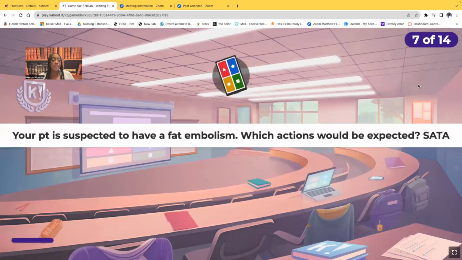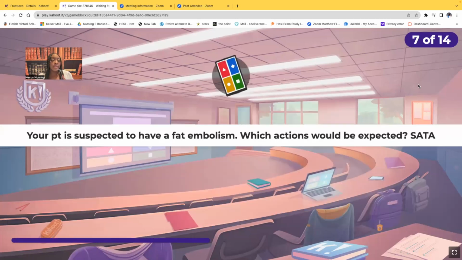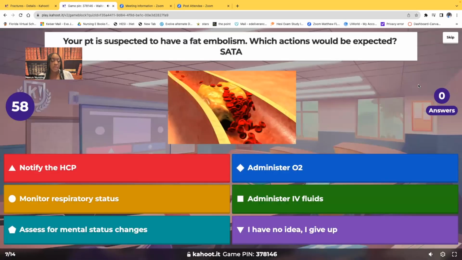Select all that apply. Your patient is suspected to have a fat embolism. Which actions would be expected? Are you going to notify the healthcare provider? Are you going to administer oxygen? Are you going to monitor their respiratory status? Are you going to administer IV fluids? Are you going to assess for mental status changes? Or, at this point, Professor D, I give up. I have no idea.